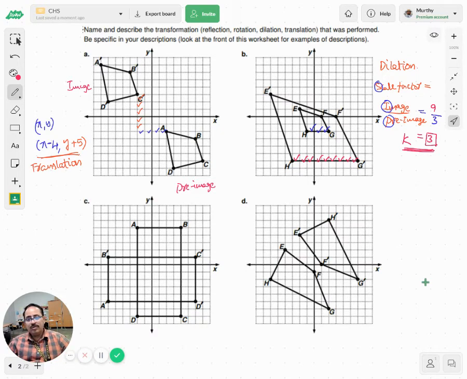Now coming to C, this is A and I see A prime is here. Okay. Now think of it. This one is rotated. So if it is rotated through some angle, then how to measure it? Is it 90 degrees or 180 degrees? So how to find the angle? Pause for a while and think of it.